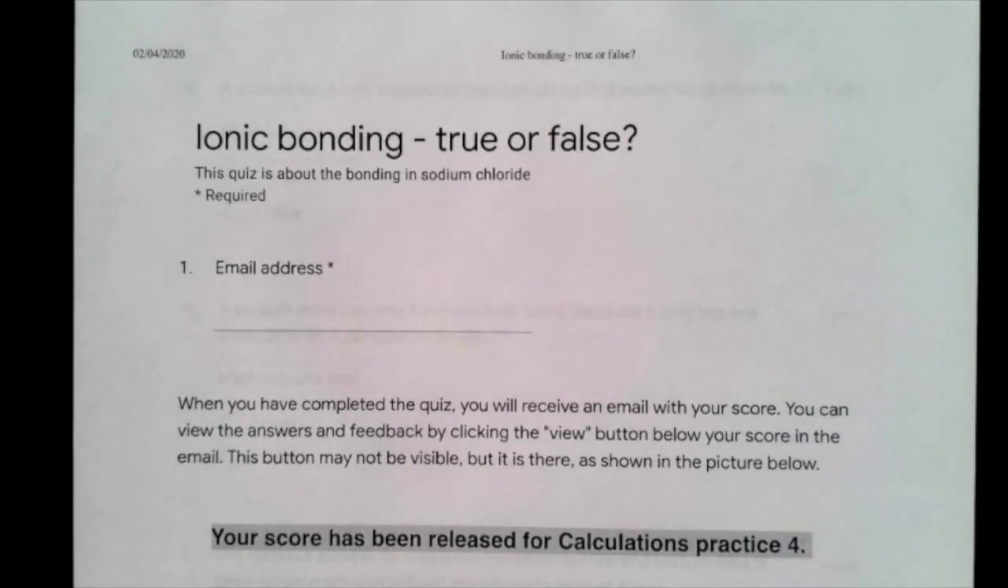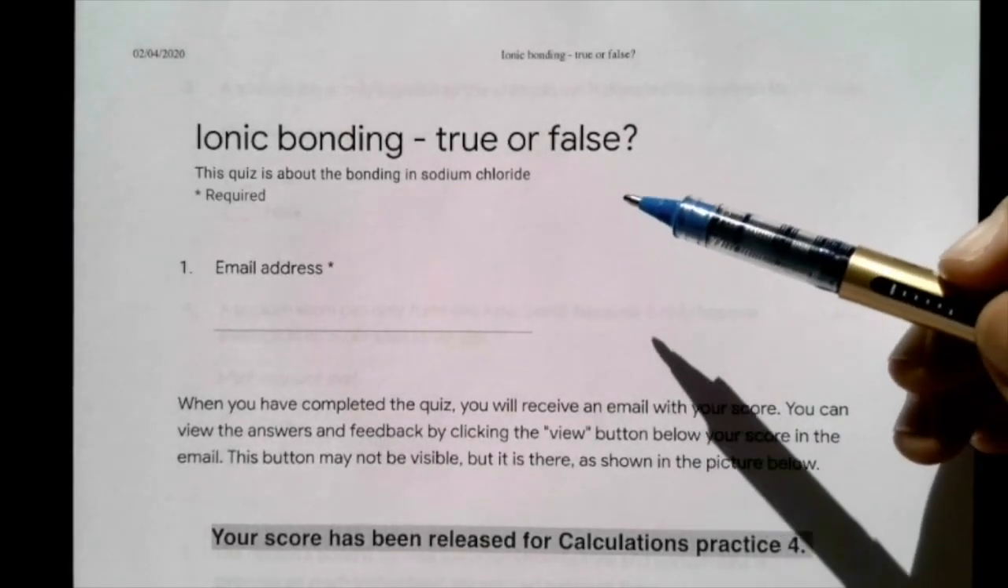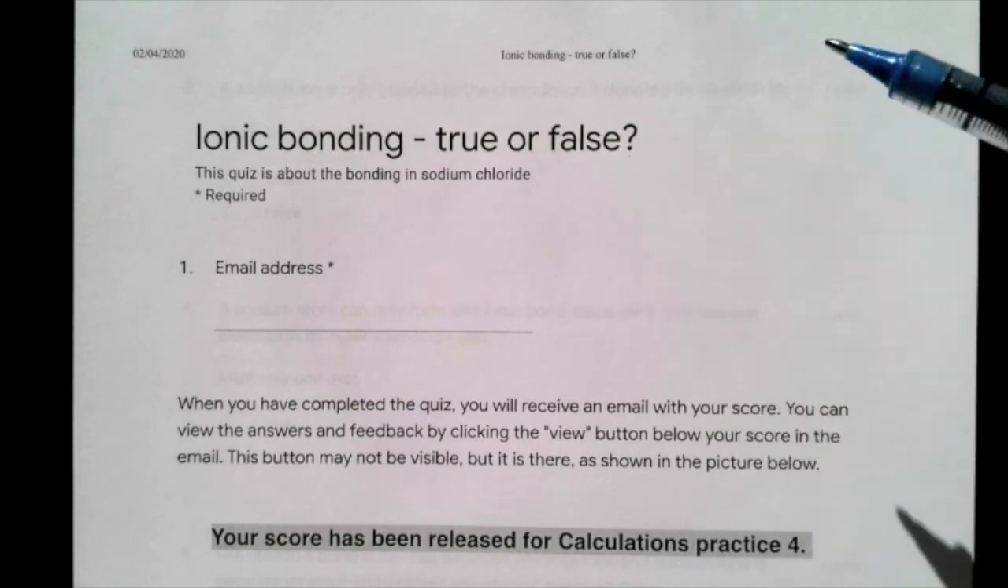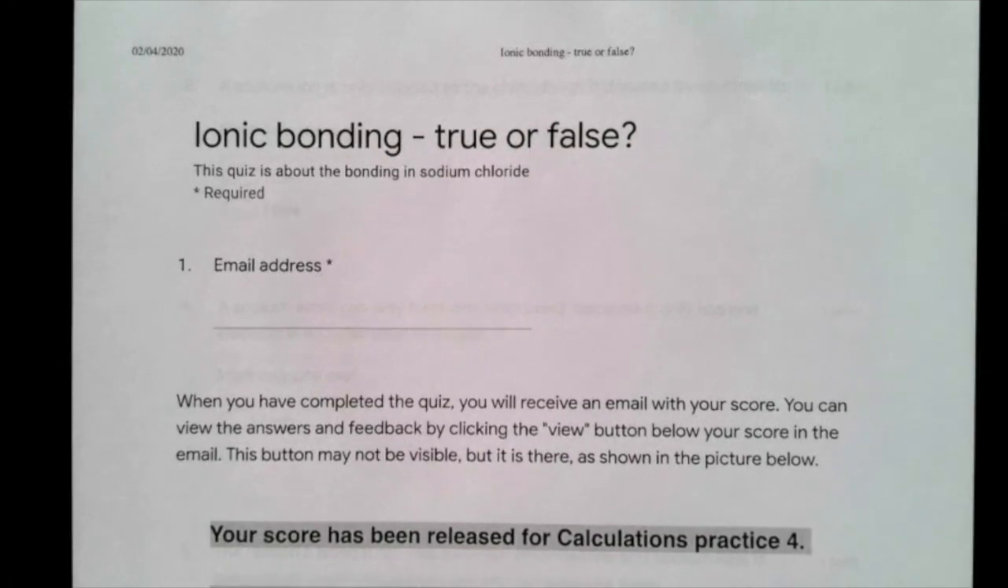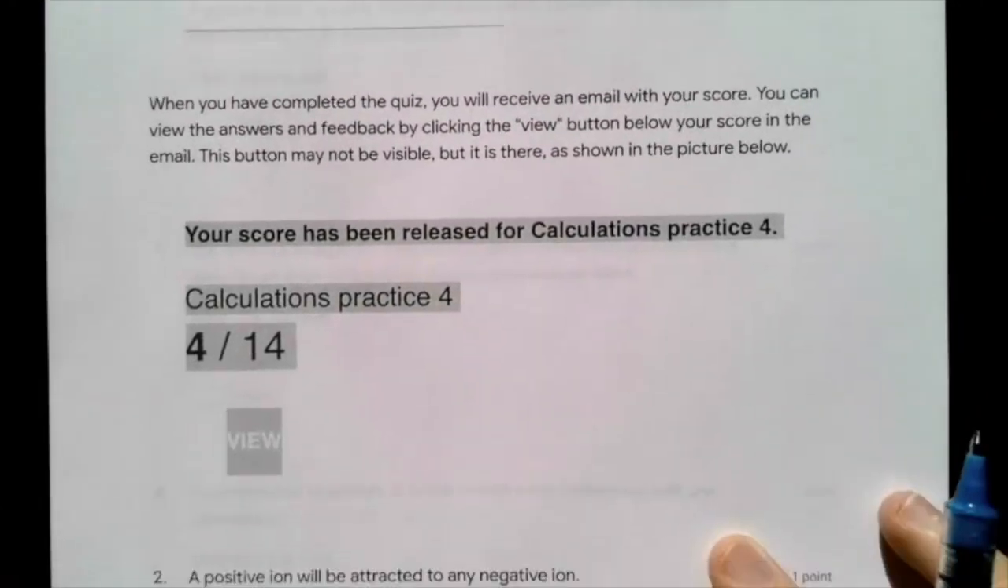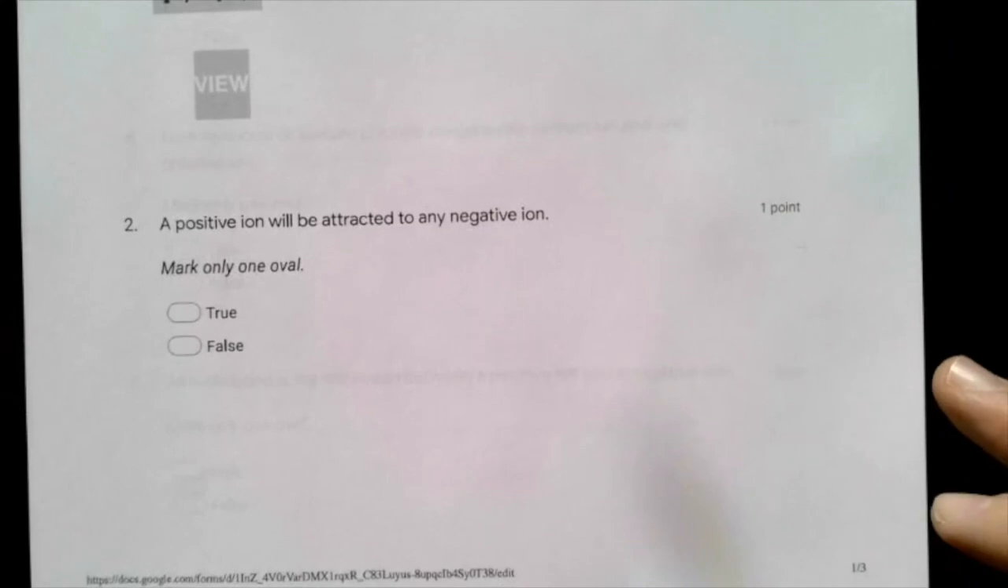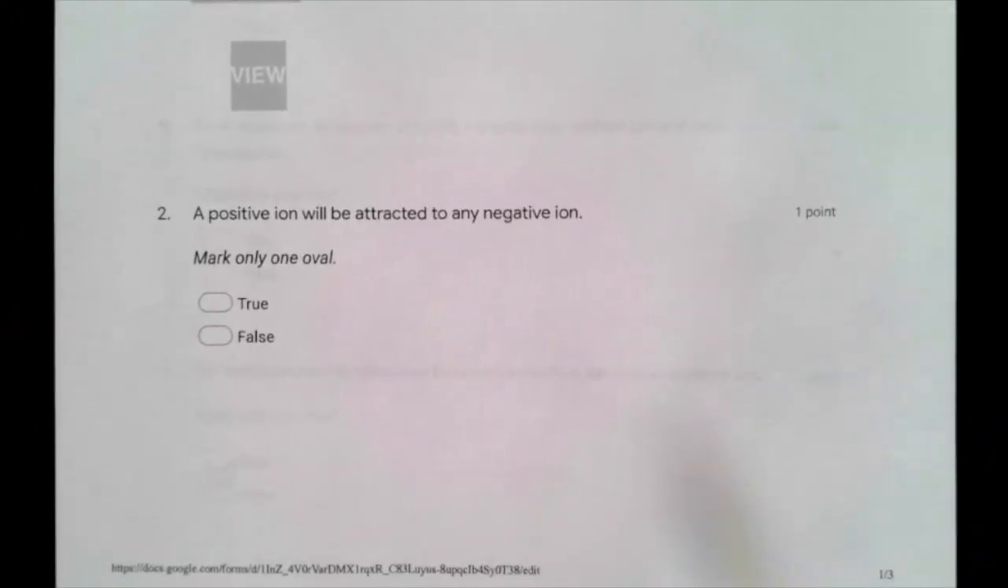In this video, I'm just going to run through the answers to the online quiz that you did on ionic bonding. I know that you would have got some automatic feedback when you did the quiz and got your score, but this is just to give you a reminder because it's been a couple of weeks since we've thought about any of this.